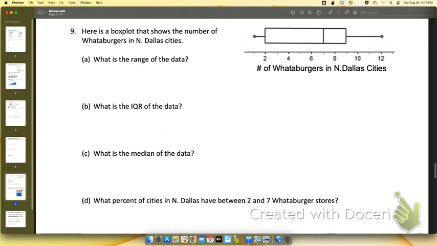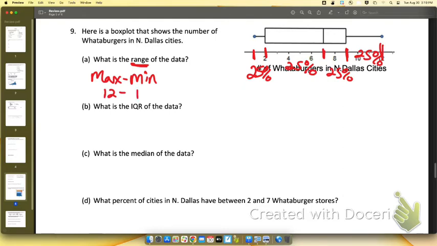All right, number 9. Here's a box plot that shows the number of Whataburgers in North Dallas cities. Remember, with the box plot, we've got our minimum, Q1, median, Q3, and maximum, and each section is 25% of the data. So even though they have different widths, there's 25% of the data in each section. What is the range of the data? Range is maximum minus the minimum. The maximum is 12, the minimum is 1, so the range is 11.